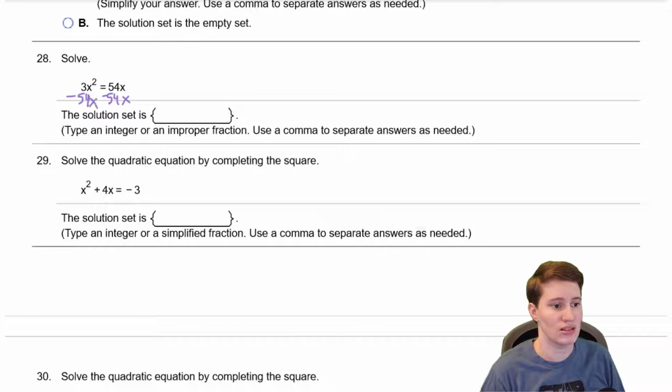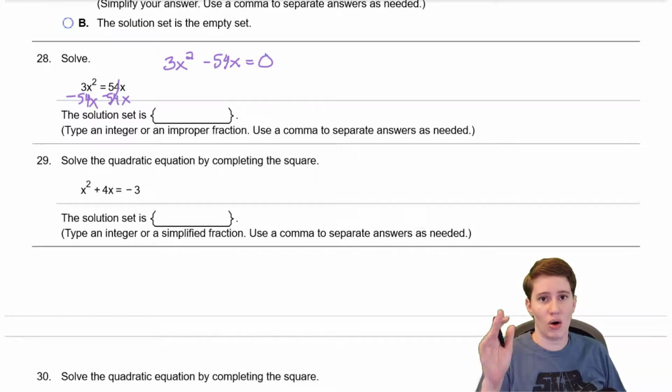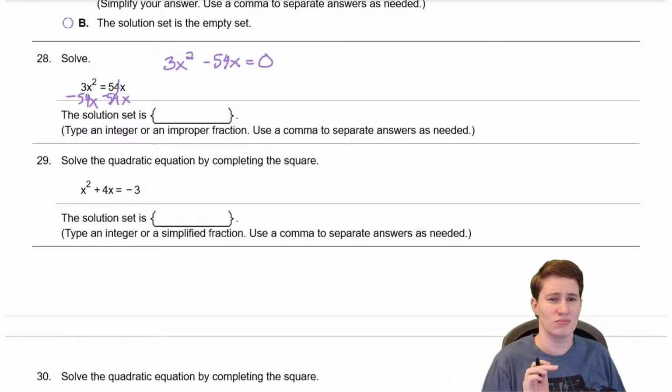In general, it's easier to work with if your x squared term is a positive term versus a negative term. So if you're trying to decide which direction to move things, that is one way to guide yourself. We could plug this into the quadratic equation. That is your always-works method for quadratic equations. Quadratic formula. We could always use the quadratic formula because this is a quadratic equation.